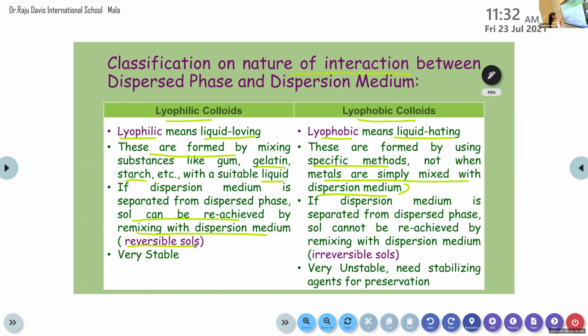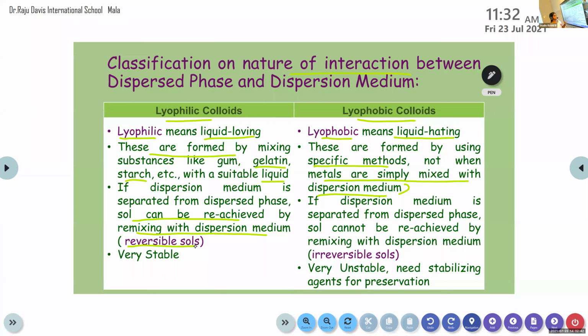I will repeat this point once again. If the dispersion medium is separated from the dispersed phase, the sol can be re-achieved. That means the colloidal form is re-achieved by simply adding that dispersion medium. That means it is reversible in nature. If you remove water from that colloid and again add water, it is able to regain its colloidal property. That's why it is considered a reversible sol.